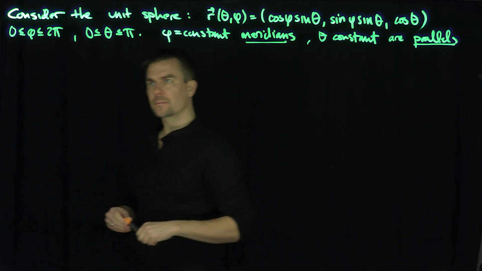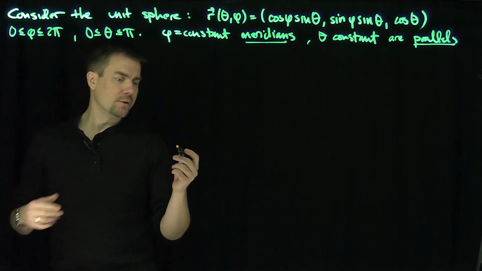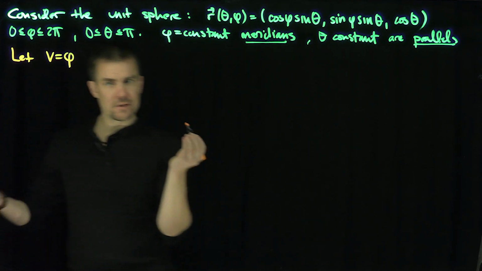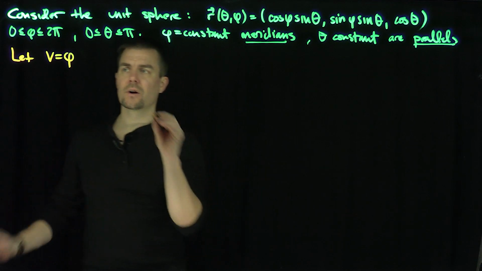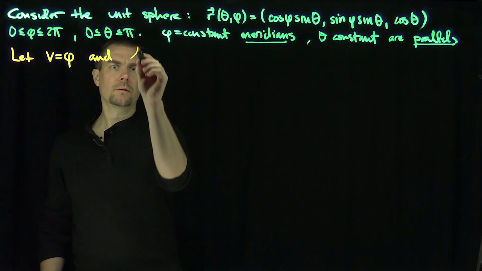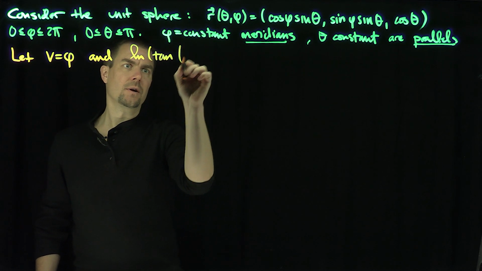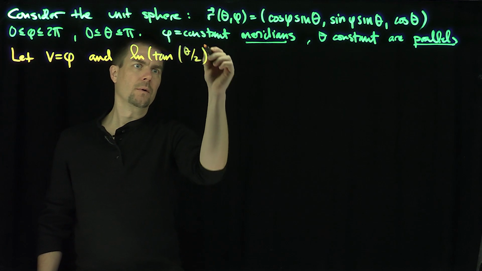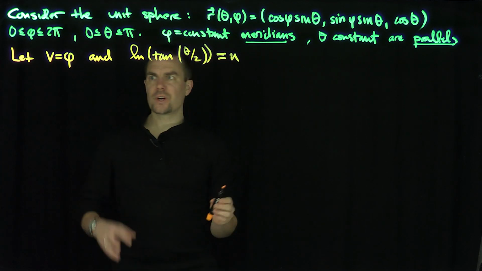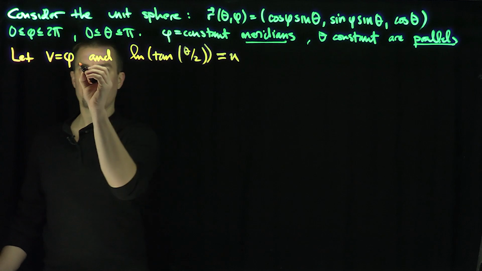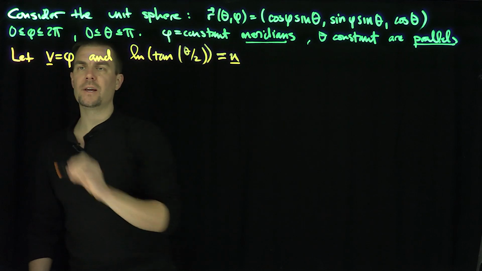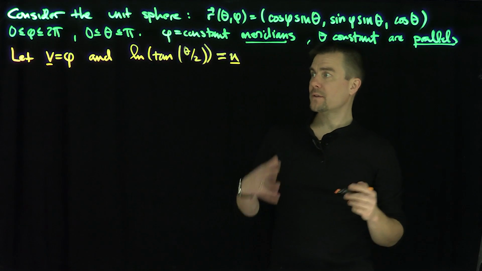And so now what we're gonna do is the following. We're gonna consider a reparameterization of the sphere. We're going to let v be phi, easy enough, that's just a straight transformation, so phi is not going to change at all. And we're going to let the log of the tangent of theta over 2 be a new parameter, u, like so. So I'm changing now from the theta phi coordinates to the u v coordinates, and let's figure out what's going to happen over here.